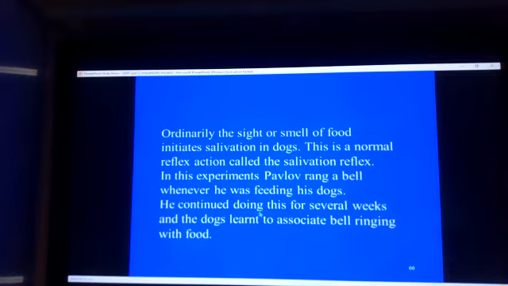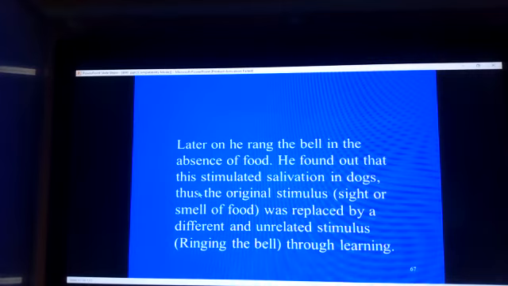Now, he continued this for several days or even weeks, and therefore the dog learned to associate bell ringing with the food. So later on, he decided to substitute one stimulus. Remember, there were two. One that normally elicits a response, which is salivation, and this is food, or the taste of food, or the sight of food. And then the other one, which is ringing the bell, which in this case we call the unrelated or secondary stimulus. So when he went on ringing the bell without bringing the food, the dog continued to salivate.